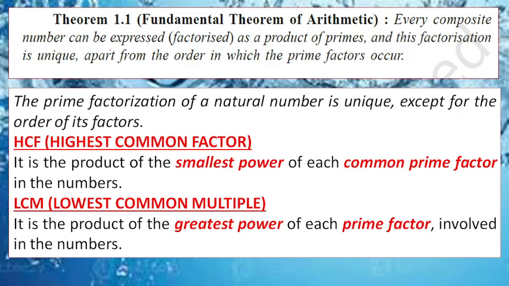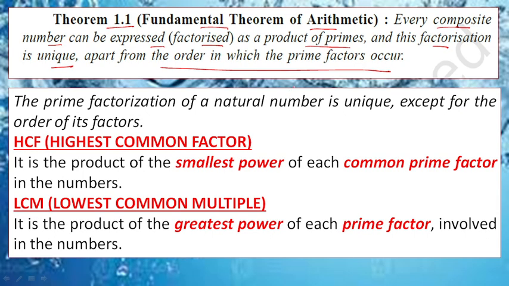In this particular chapter, first we will be studying theorem 1.1, which is given in the book, and that is called the fundamental theorem of arithmetic. It says that every composite number can be expressed or factorized as a product of primes, and this factorization is unique. Of course, the order of the prime factors may differ. It's not necessary that the factors should be kept in ascending or descending order. It may be in any order, that doesn't matter.